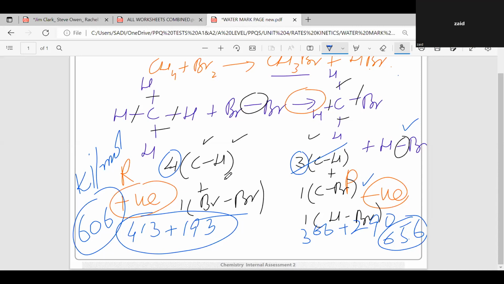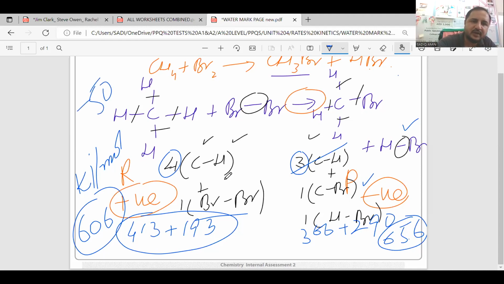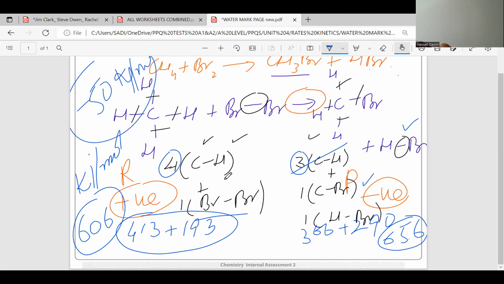Ignore him. Okay, 606 is a plus value and minus 656 is the other value. Now add these two values together, a plus value plus a negative value. You will get minus 50. Minus 50, but what is the unit? Kilojoules per mole. The overall reaction is exothermic. Are you getting my point? Yes, sir. The overall reaction is exothermic.